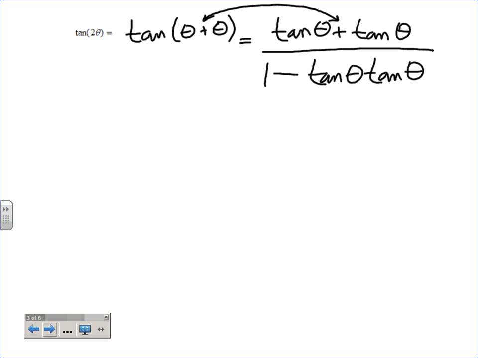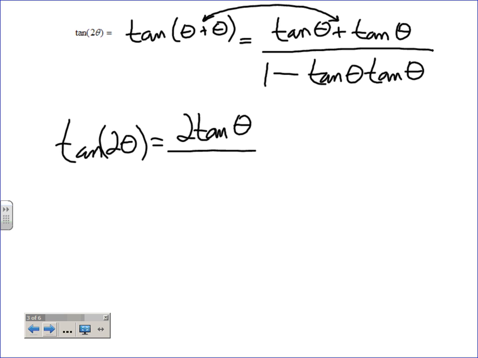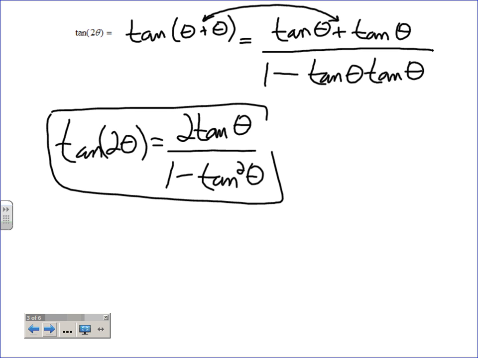Now let's check your algebra skills one last time and see if you can clean this one up for me. Ah, 2 tangent on the top. Very good. Over. Nope. 1 minus tangent squared. Okay. All right, there, we got that taken care of.